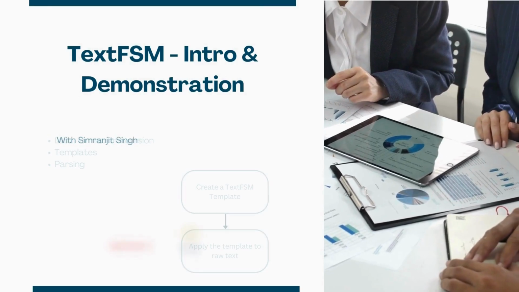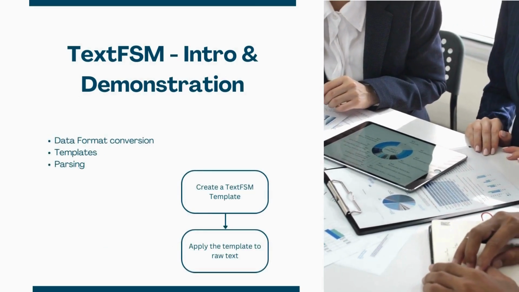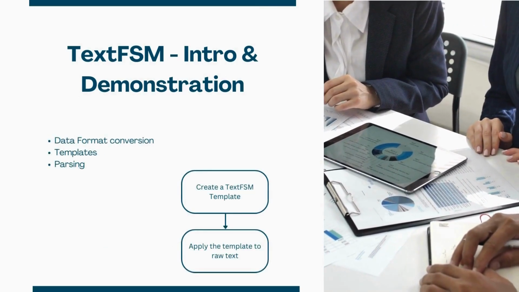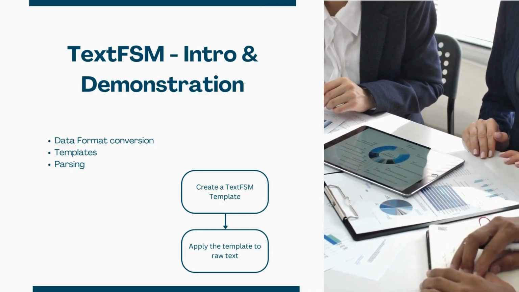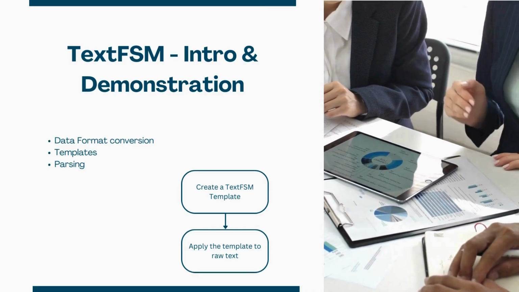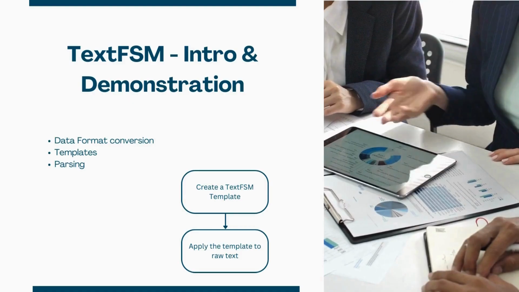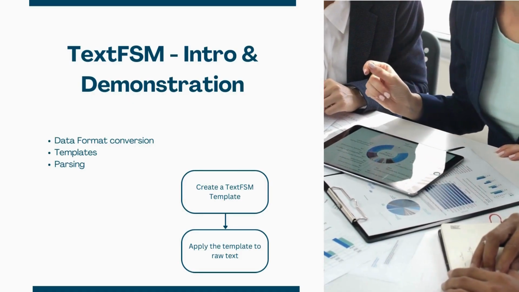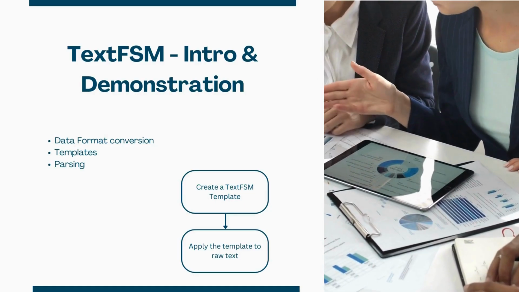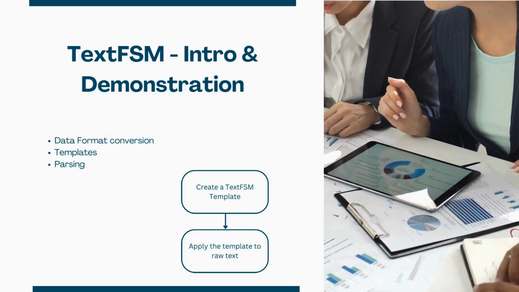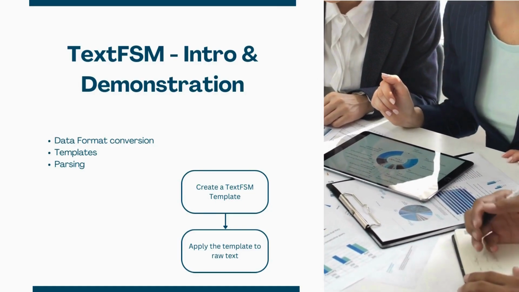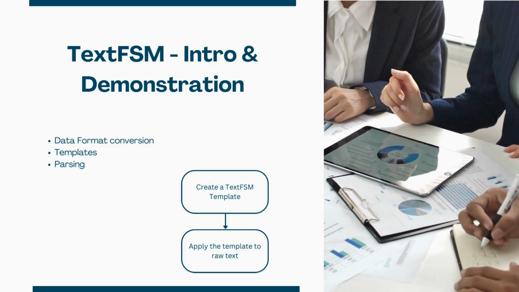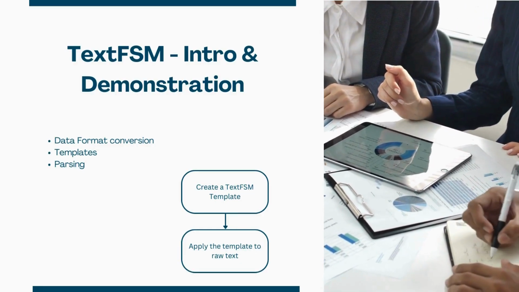In this lecture, we will be talking about TextFSM, which is all about taking unstructured raw text data and turning it into a structured, organized format. It is most commonly used in the context of network devices, which usually spit out their output in a plain, unstructured text format. In order to do this data format conversion, TextFSM makes use of something called templates. A template basically describes how to locate and extract relevant information from the raw text.